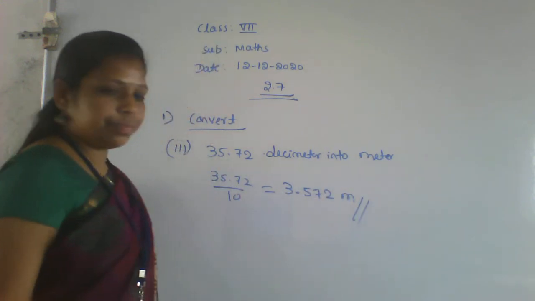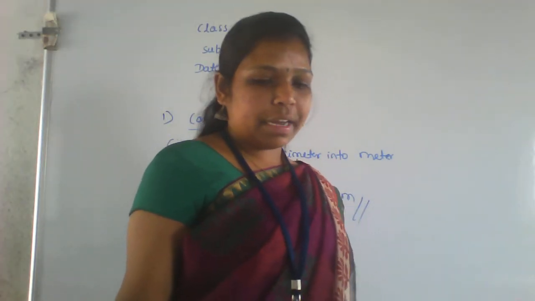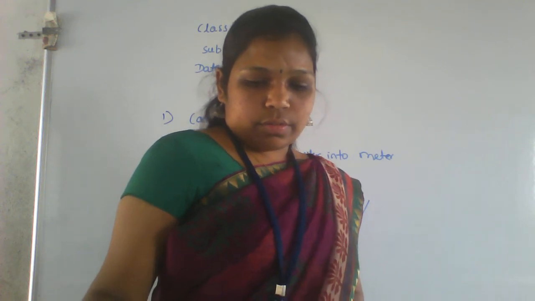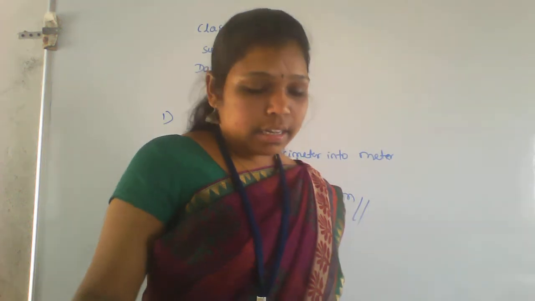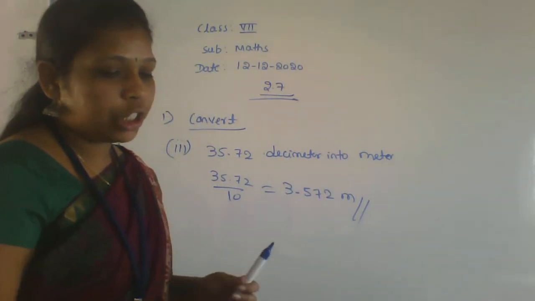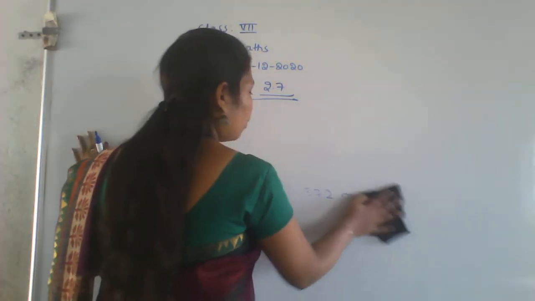Answer is 3.572 meter. Same thing do for the second main and third main. I will tell two problems in second main and third main. In second main, convert 9.38 kg into milligram. Go for the second main.